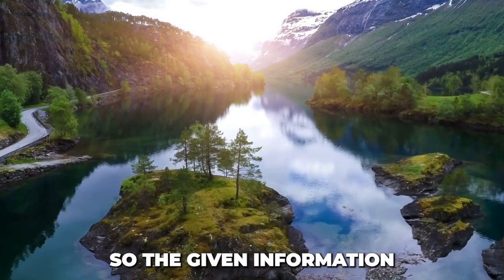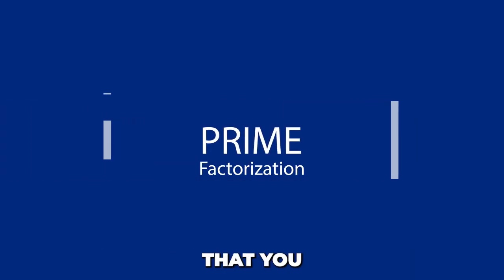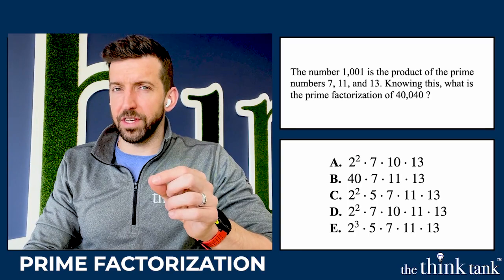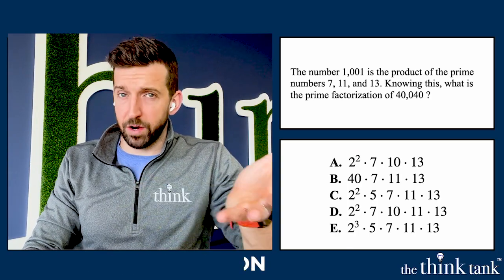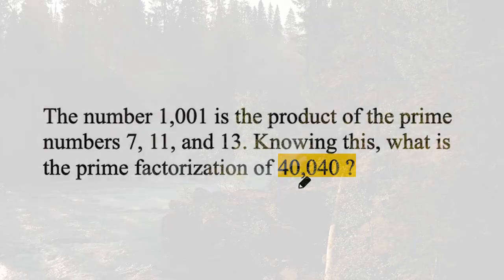So the given information in this problem is a little bit funny, but the basic idea of prime factorization is something that you definitely need to know, and I hope that rings a bell when you hear it. Now, you may not remember the details, which is why we're here. Let's do it. They want us to do a prime factorization of 40,040, but that's a big number, and I want to explain it with a simpler number first.